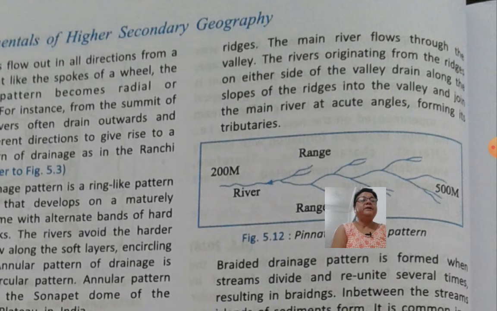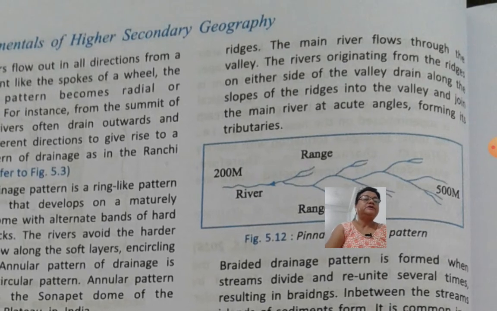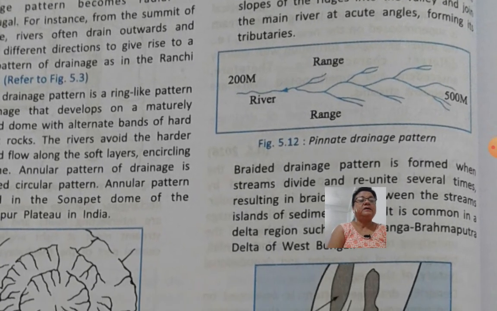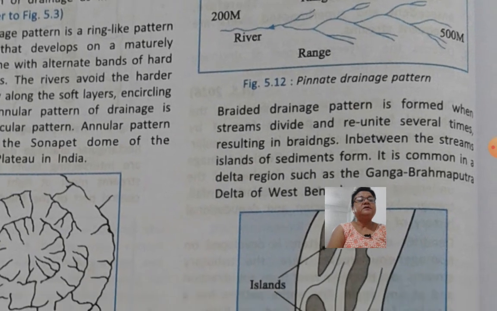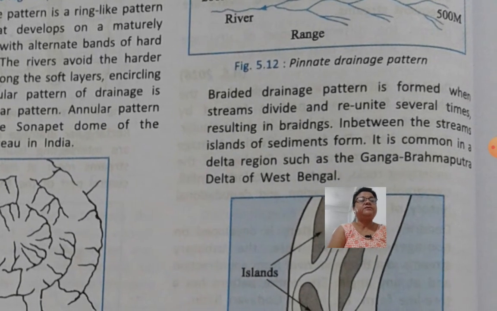In the pinnate pattern, there is a ridge and the main river flows through the valley. The rivers originating from the ridge on either side of the valley drain along the slopes of the ridge into the valley and join the main river at acute angle, forming its tributaries. This is the pinnate drainage pattern.